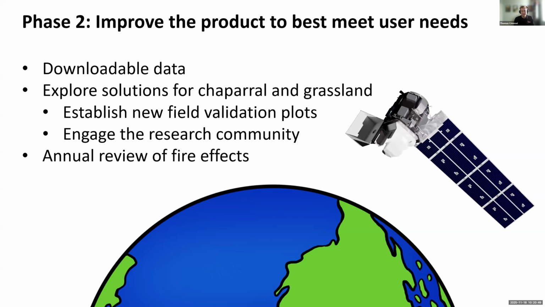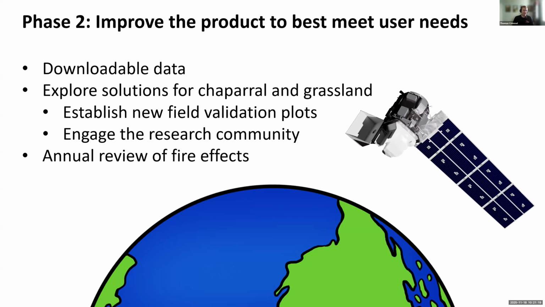Step two, which we're working on now, we're going all the way back to 1985 and producing burn severity data for all fires that we possibly can. We're researching how to produce composite burn index data for chaparral and grasslands and other non-forested systems, and doing a general review of where we need more plot data to validate our methods, and how this data is most useful to the research community and what they want.